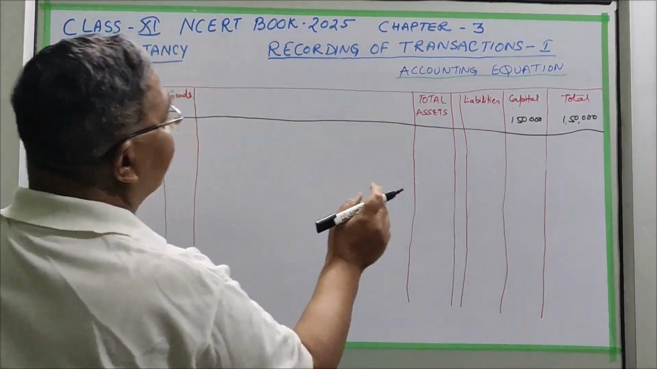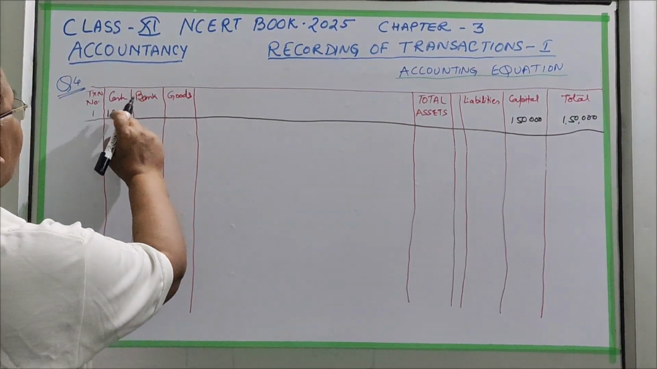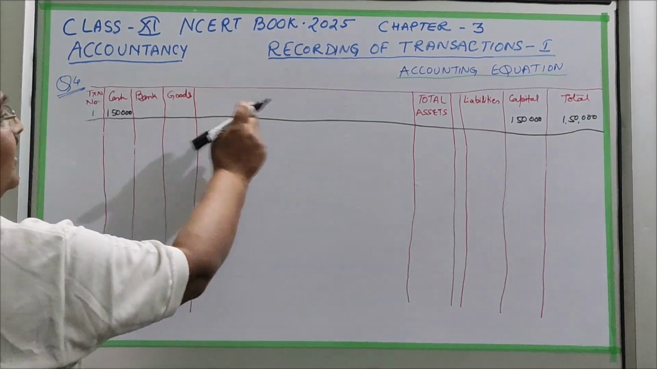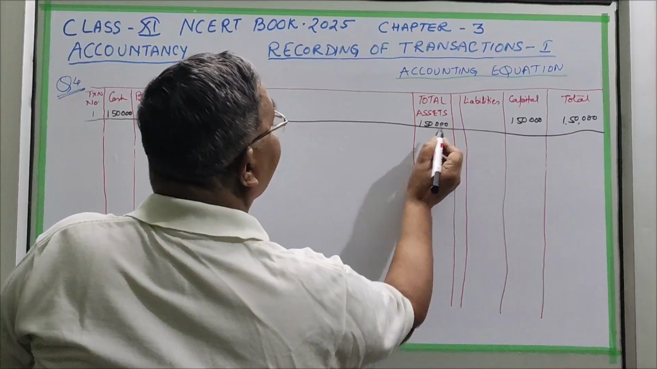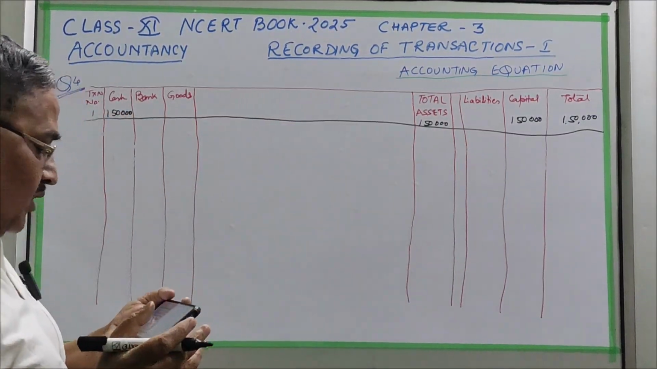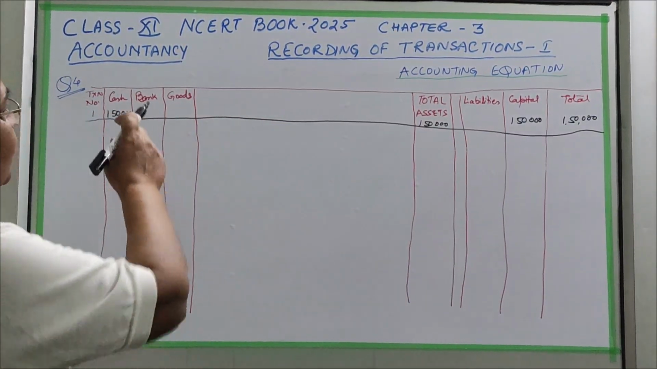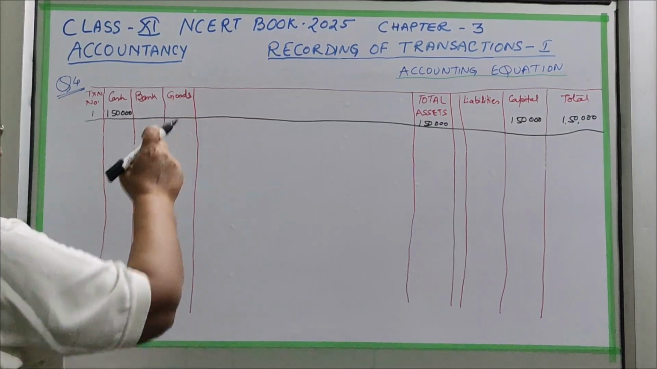Suppose we started business with cash and goods. So cash will be here, goods will be here, and the total here, 1,50,000, we will write as assets. If in any question we started business with cash and bank, then both cash and bank will be there, on both sides.